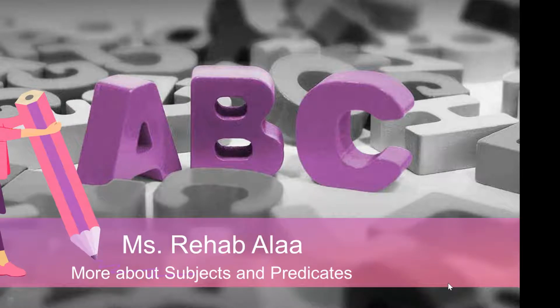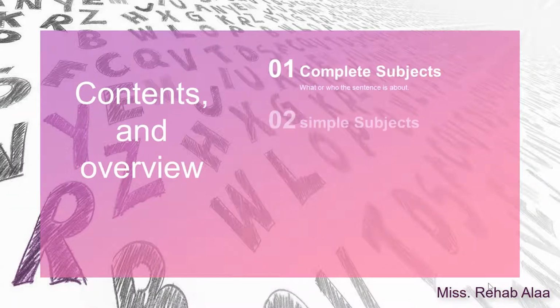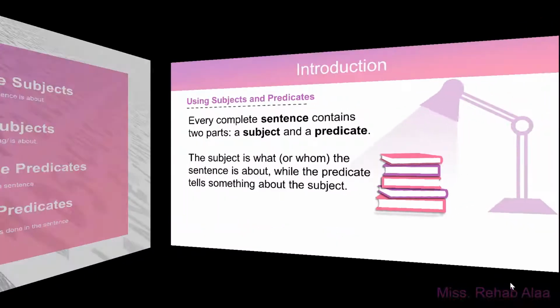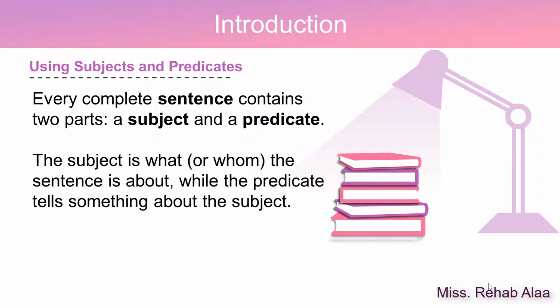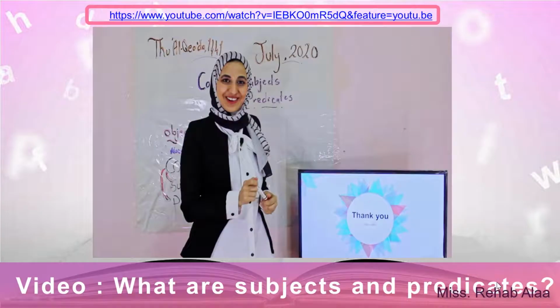This time inshallah we will know more about subjects and predicates. We will discuss complete and simple subjects, complete and simple predicates. As we said before, a complete sentence must have a subject and a predicate. We also said that a subject is the person or thing performing the action or verb in a sentence, and the predicate shows that action or that verb, or it tells us about the subject. For a quick review, you can watch the first video.